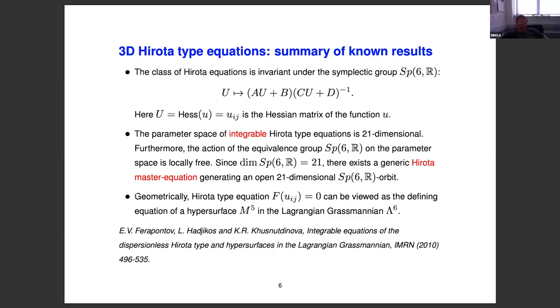geometrically, but I will not be using this third point of view. Geometrically, a Hirota type equation can be viewed as the equation of a five-dimensional hypersurface in the Lagrangian Grassmannian, which is parameterized by 3x3 symmetric matrices, right? But to me, it will be more useful to view the space of 3x3 symmetric matrices as the Siegel upper half space, on which Sp6(R) acts in a linear fractional way. So it's the analog of the upper half plane. Our space is 3x3 symmetric matrices, and Sp6(R) acts in this way, right? And functions of 3x3 symmetric matrices which satisfy certain invariance properties under this action are called Siegel modular forms.